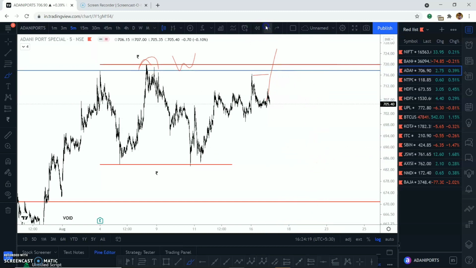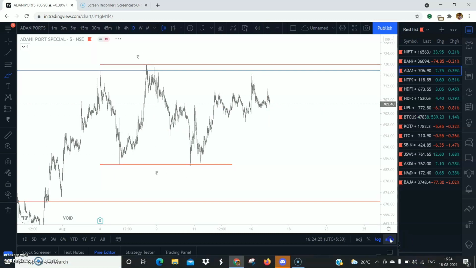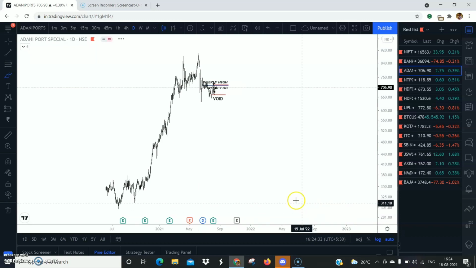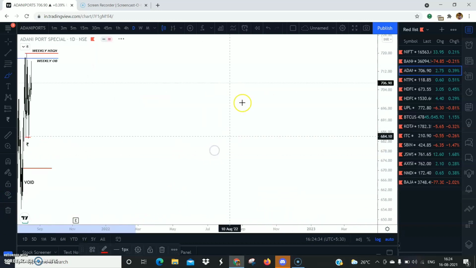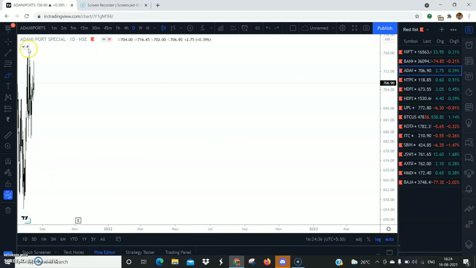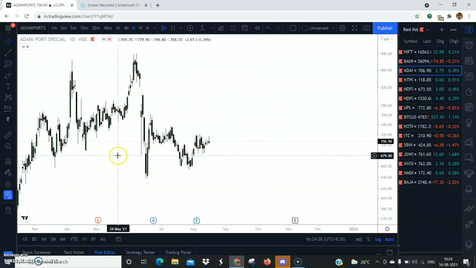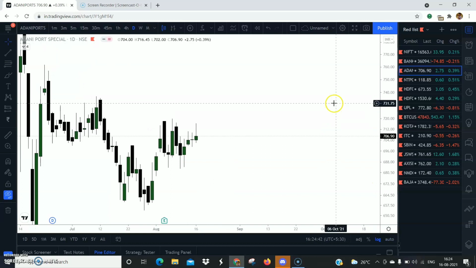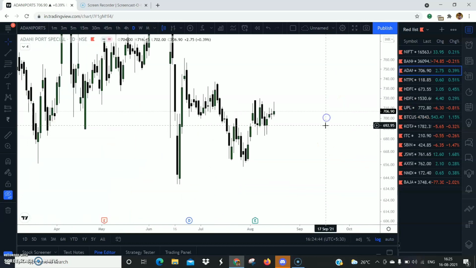But let's see. Let's analyze it completely, right? Let's go to the daily time frame. Let's try to analyze this chart completely. Let's try to understand. I'll hide all of this as of now. One second, guys. Let's zoom in. All right, so yeah, if you see, okay, I'll delete all of this as of now.